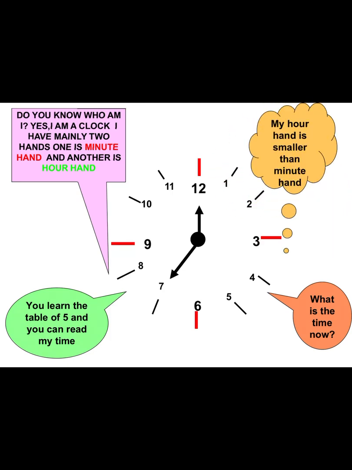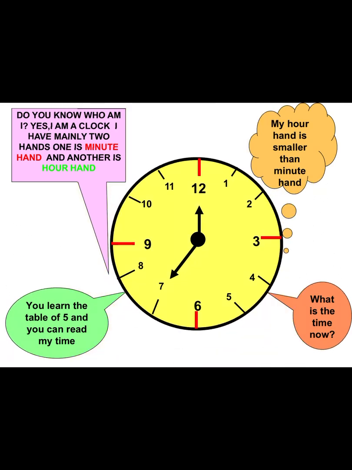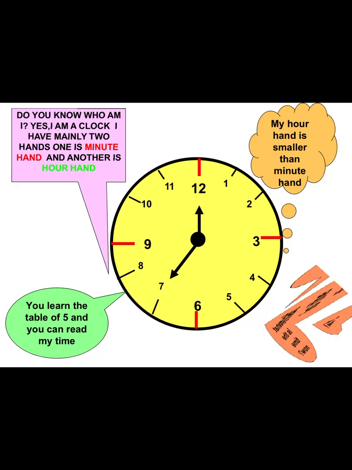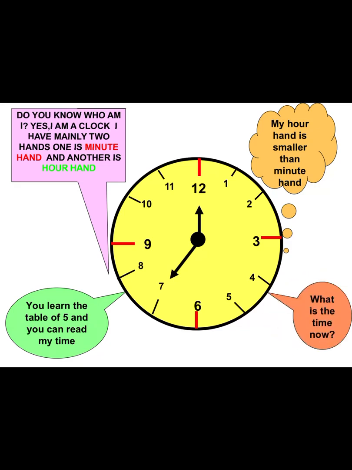Children, do you know who I am? Yes, I think you have guessed right. I'm a clock. I have mainly two hands. One is the minute hand and the other is the hour hand. My hour hand is smaller than the minute hand.